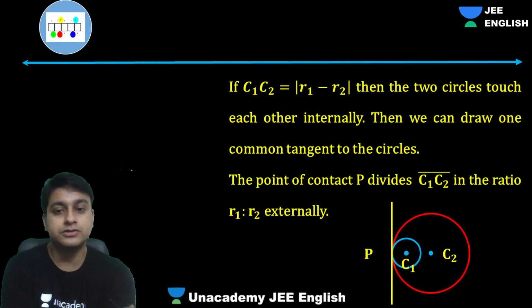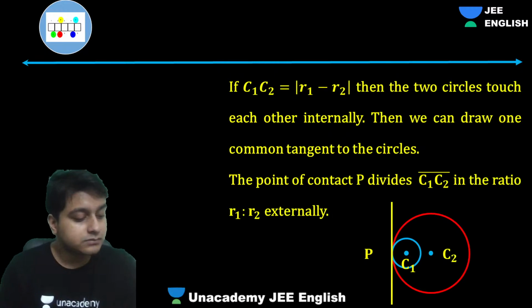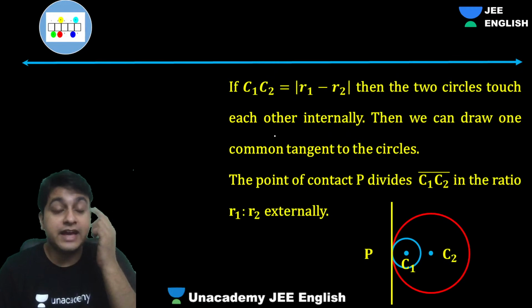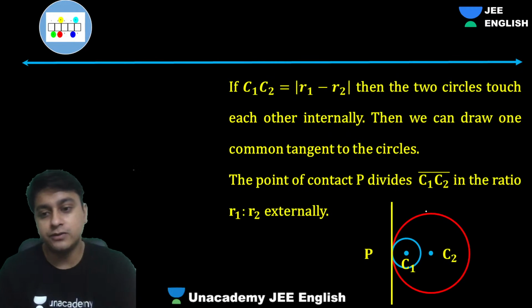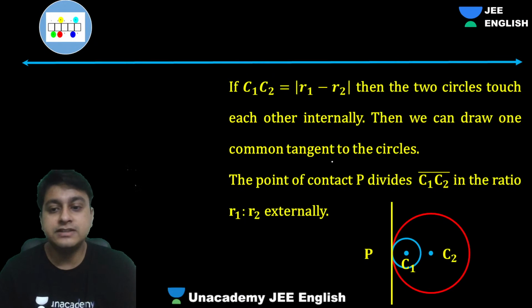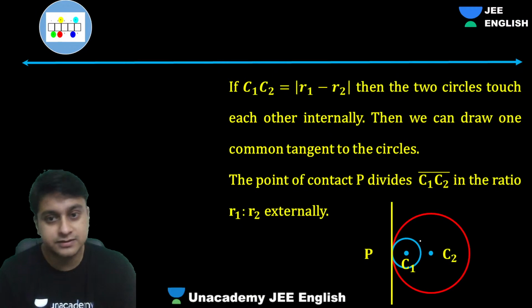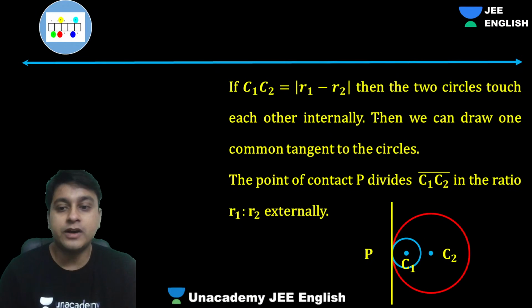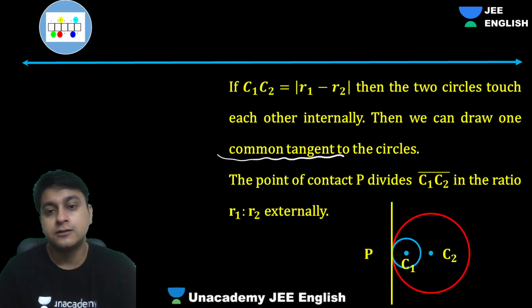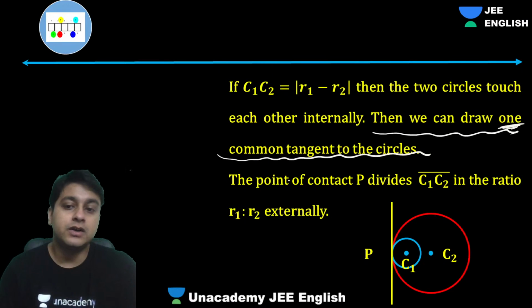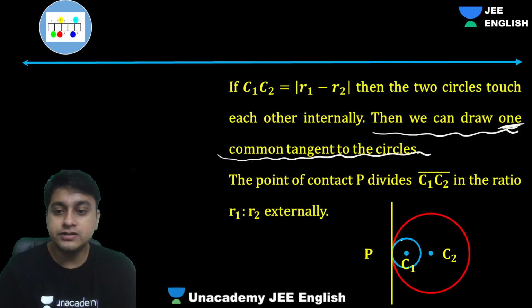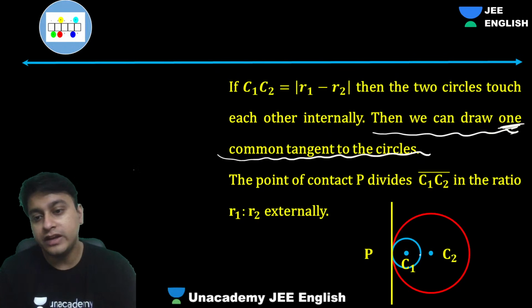Next question, next thing, guys. Let's see. Here we have internally touching circles. These are internally touching circles. So here we have C1C2, the distance between the centers. Now this is what's happening. They are touching internally. So this time we can draw only one common tangent to the circles, right? Then we can draw only one common tangent.